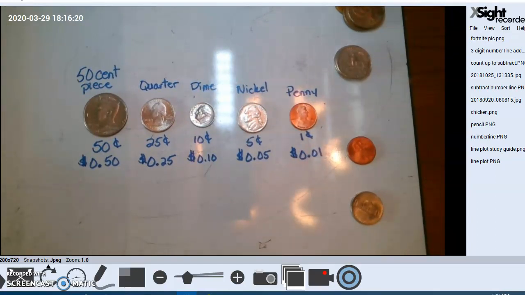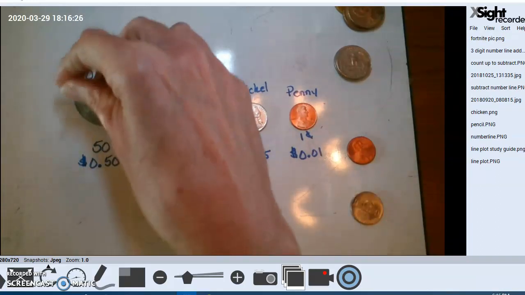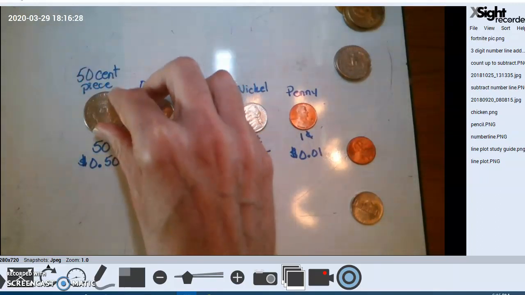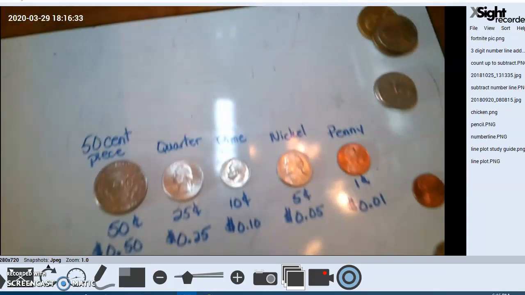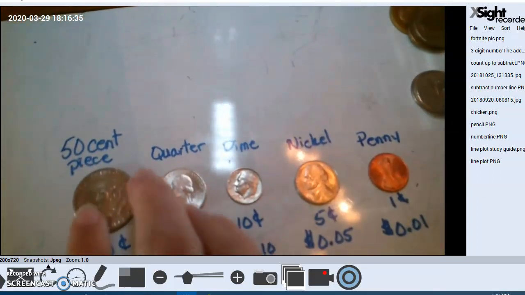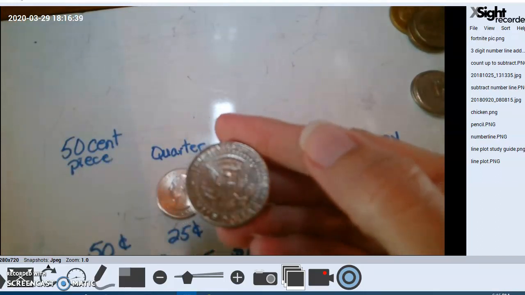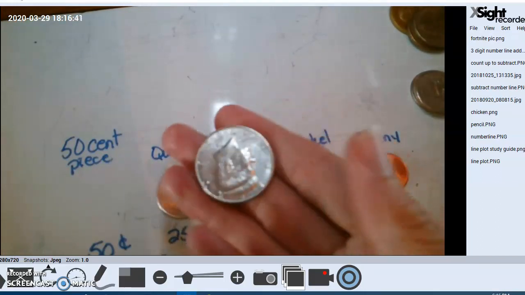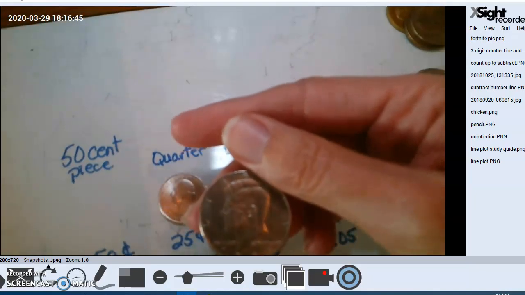Okay, I'm going to show you some differences in some of these coins. Well, first of all, I'm going to flip all of these over, and I'm going to show you the tails side. So that's the 50-cent piece, and we'll zoom in on that one. You see, it's got an eagle, and then on this side, I believe that's John F. Kennedy.